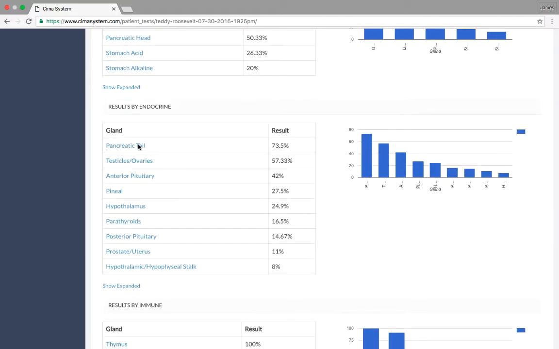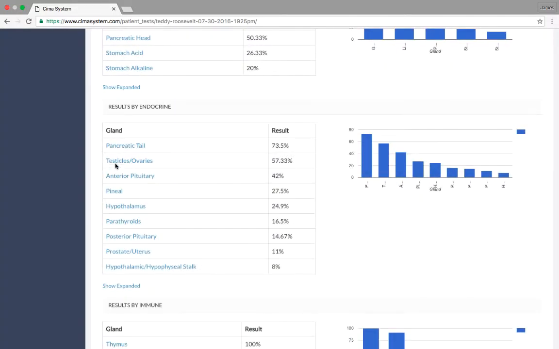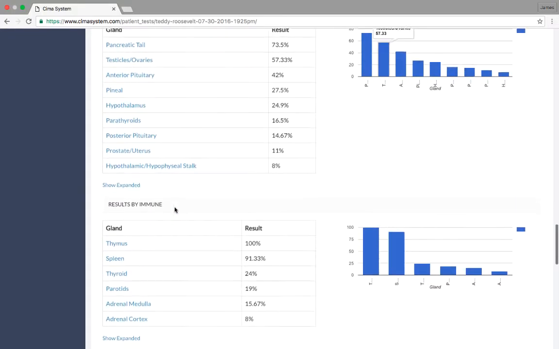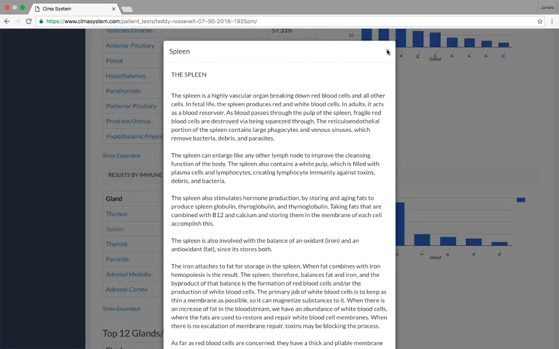You see the pancreatic tail is compromised. In this particular case, you can realize the pancreatic tail takes care of insulin. And we can see that it's a problem with Theodore's testicles. So we can continue to scroll down. You can see problems with the immune system, where it's the thymus and the spleen. So we examine each system, and if we're not sure exactly what each gland or organ does, you can click on that, and again, it gives you the explanation.